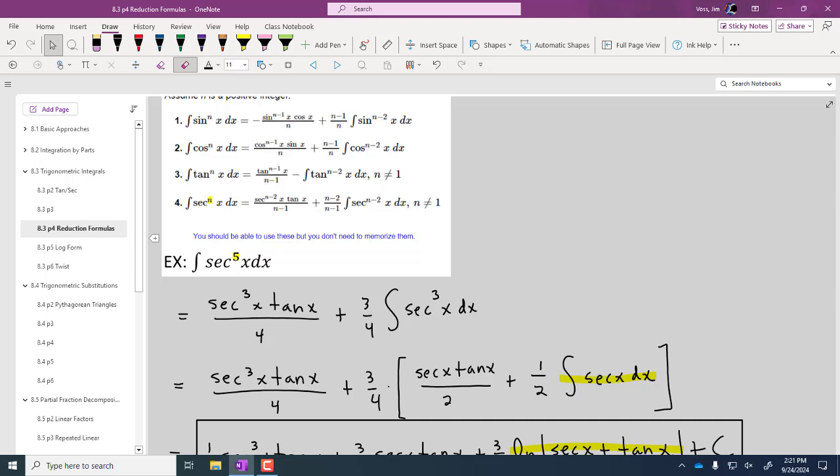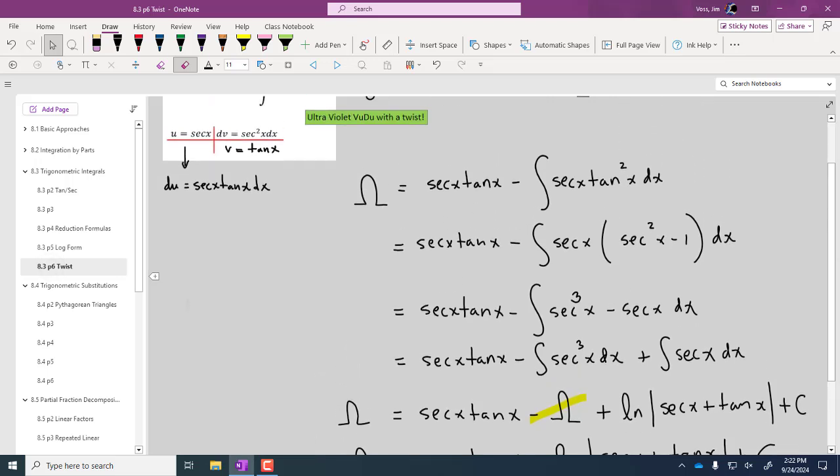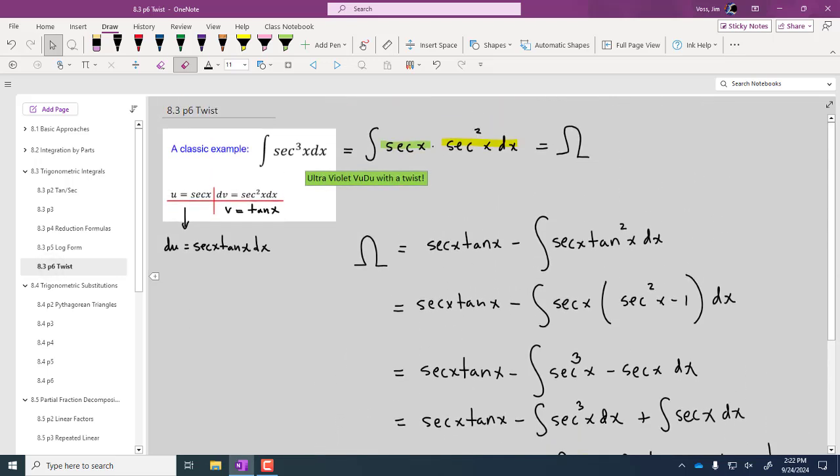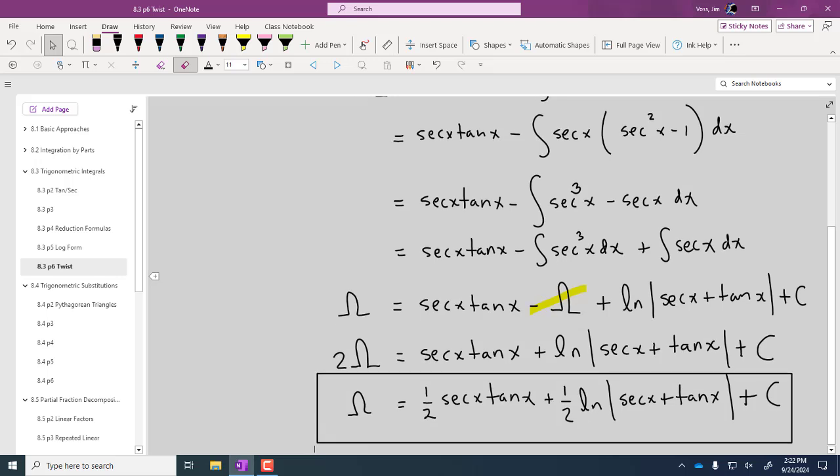If you see this one on an exam, you're going to do it with parts. Like it would say, use integration by parts. But it's kind of cool that you can do it by parts.